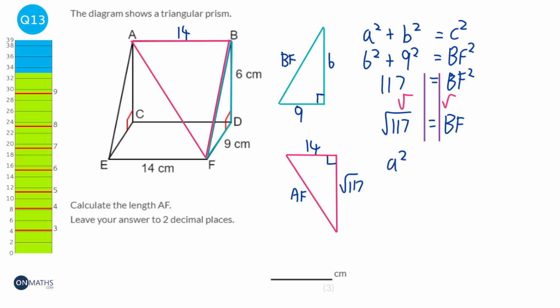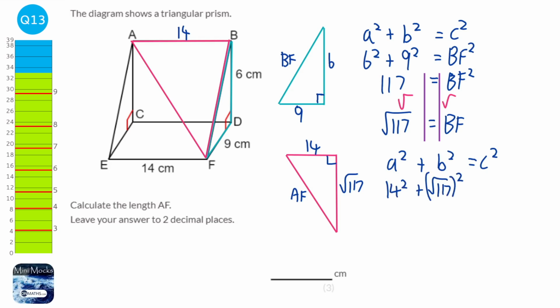Okay, so we're going to use our a squared plus b squared equals c squared. And a squared is 14 squared plus square root of 117 squared equals AF squared. So 14 squared is going to be 196. Now root 117 squared is just going to get rid of the square root, so it's just going to be 117. And when you add them together you get 313.